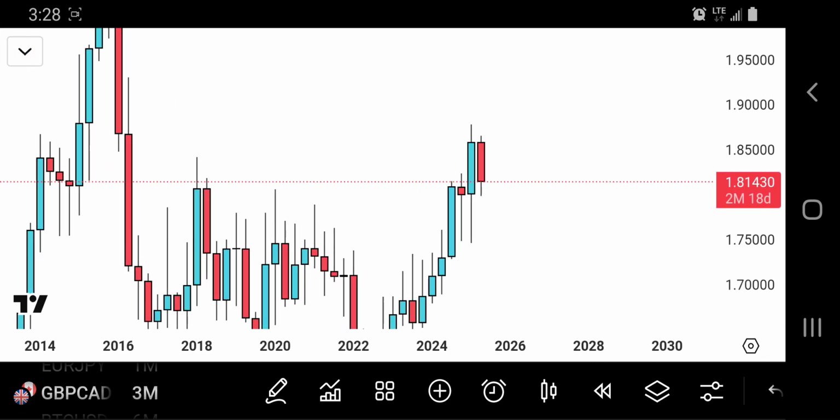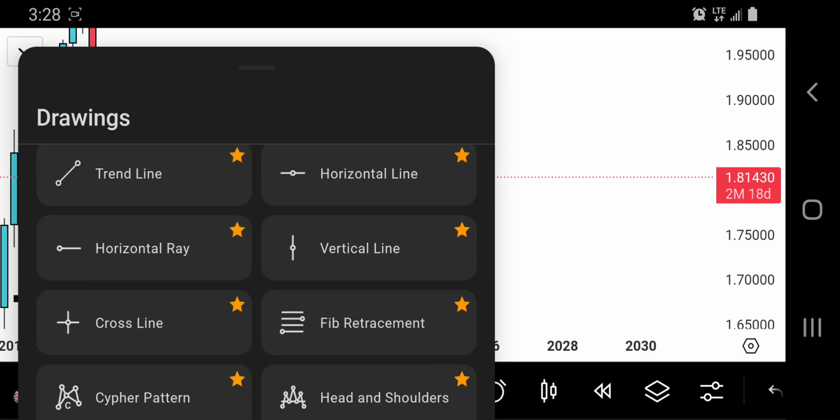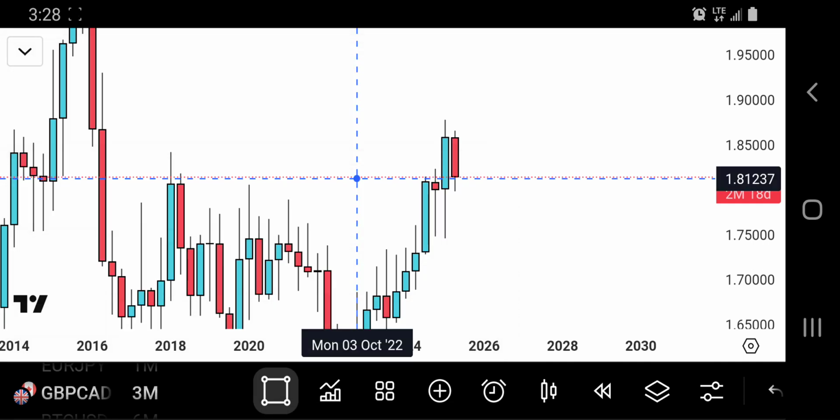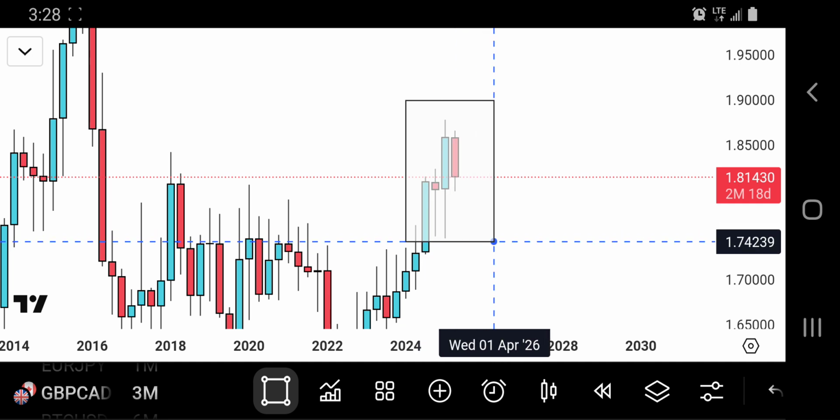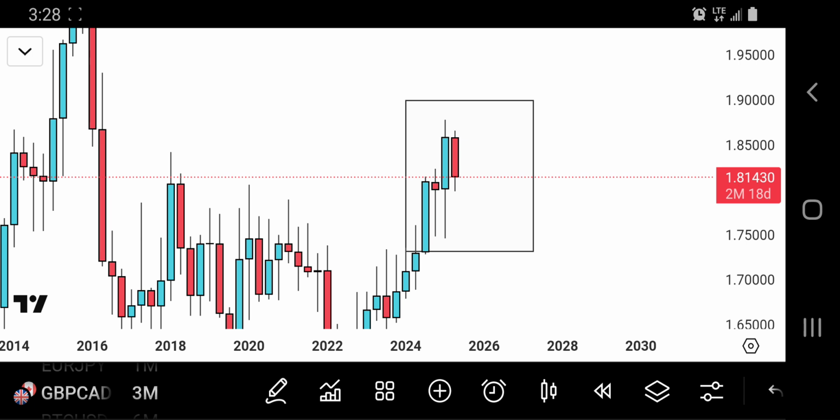Okay, so on the 3 months time frame, you want to first concentrate on this area. To concentrate within this area. Okay, this boxed out area. That's what you want to concentrate in.